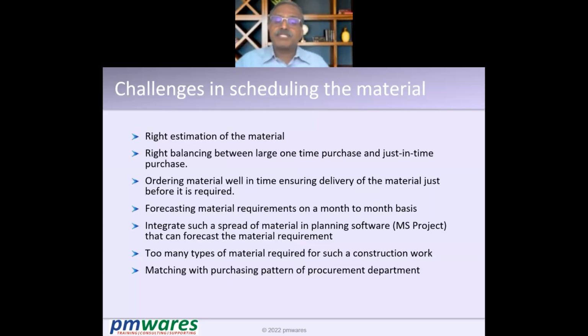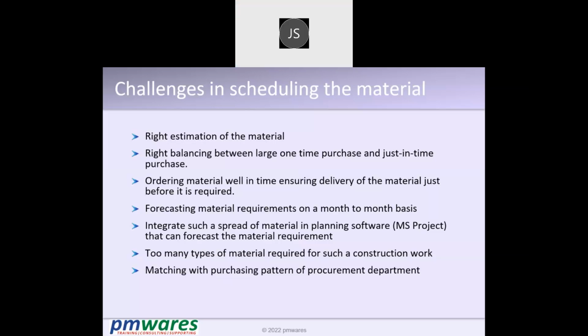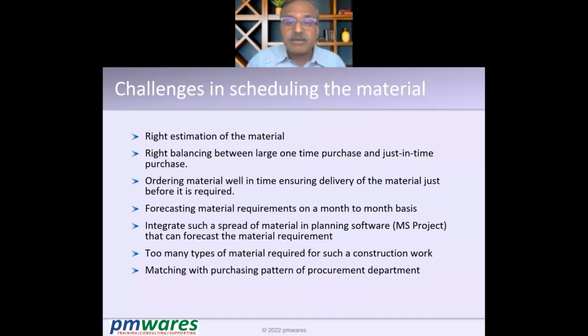Second is matching with the purchasing pattern of the procurement department. The procurement department is not purchasing when you are putting the requisition. It has its own purchasing pattern. So you should take care of what the purchasing pattern of the procurement department is and accordingly place the order, so that it is easy for the procurement department, the purchase department, to place the order and ensure the material is delivered on time. All these complexities and challenges are there which we are trying to address.